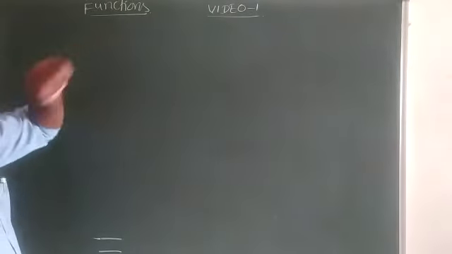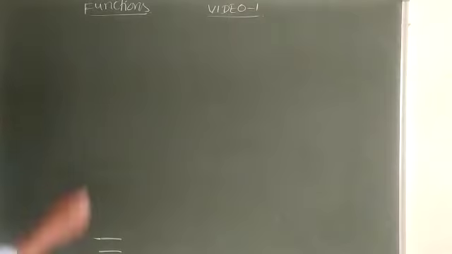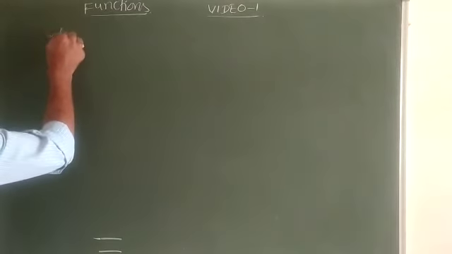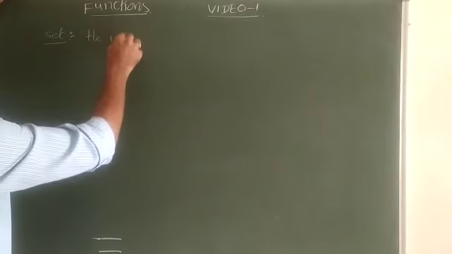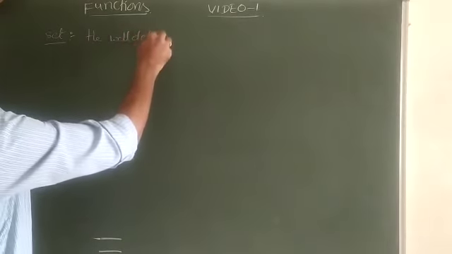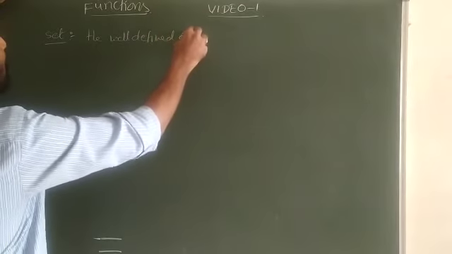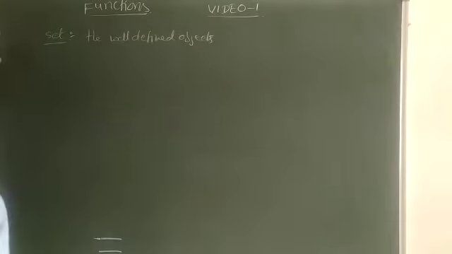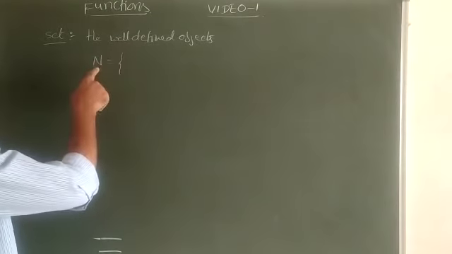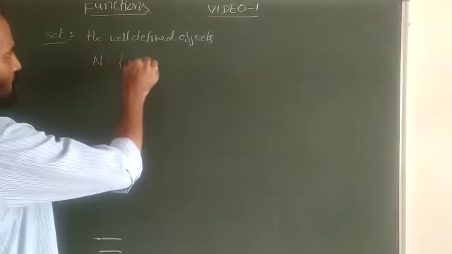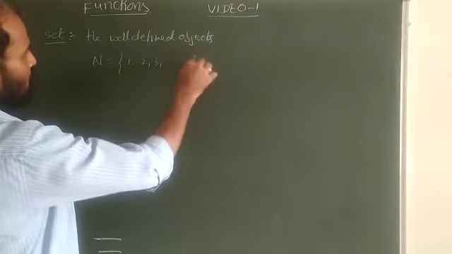Now today's topic is functions. So for functions, first we have to define set. What is a set? The well-defined objects are called a set. Generally, sets are denoted by capital letters of the English alphabet. Suppose capital N is a set of natural numbers 1, 2, 3, and so on.